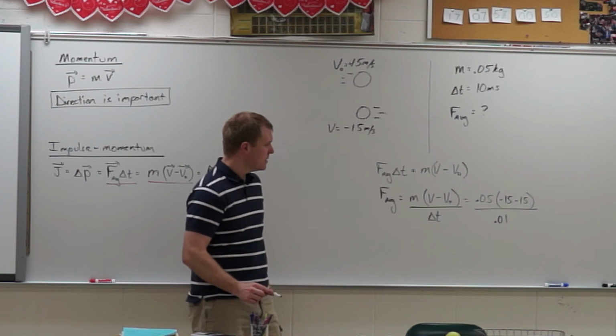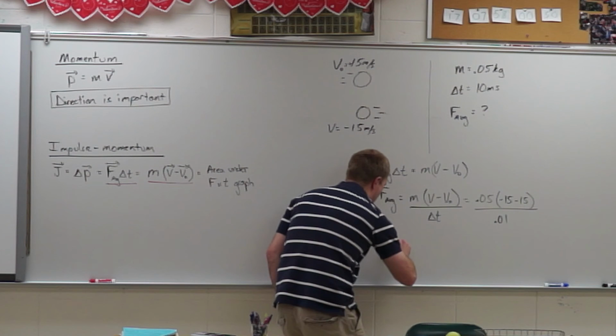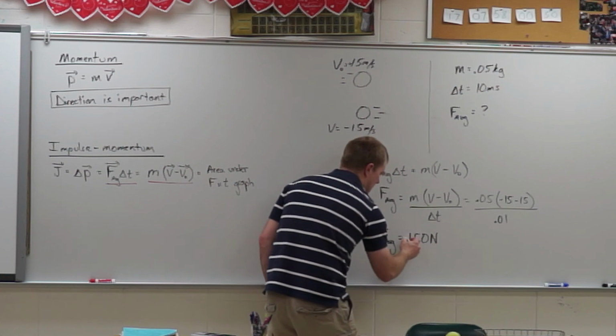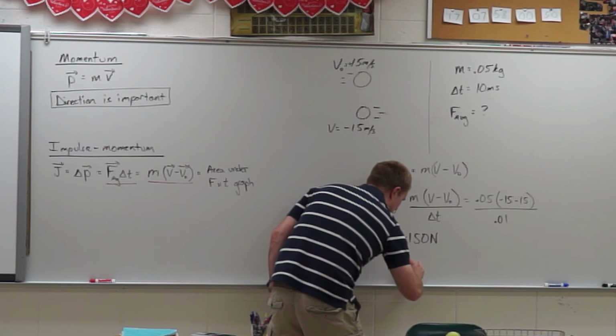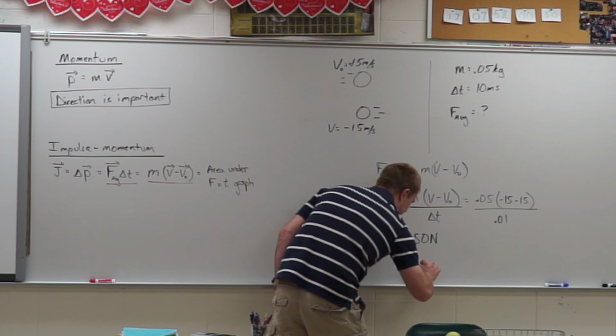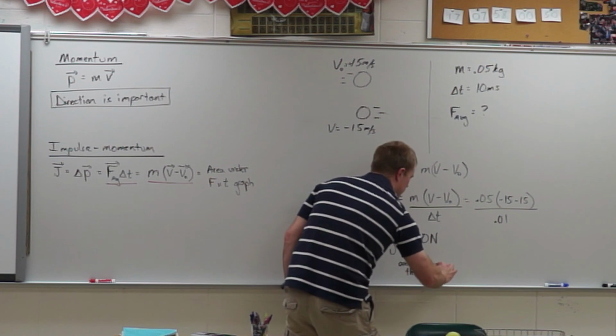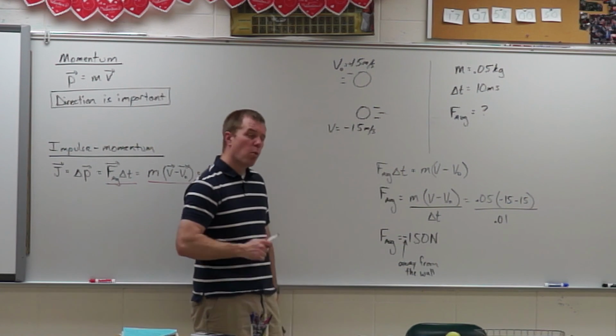Convert milliseconds to seconds. And I find out that my average force is 150 newtons, and it's negative. That negative sign means away from the wall. And so I could rewrite this as 150 newtons away from the wall.